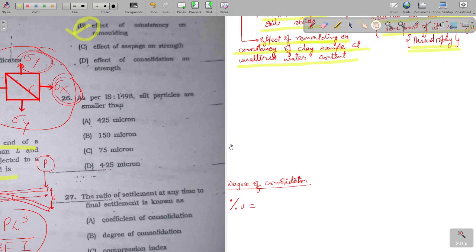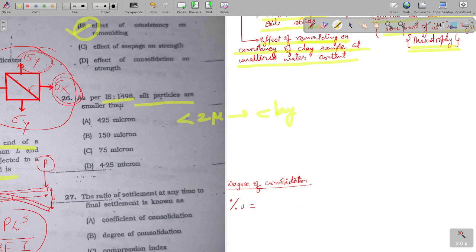Coming on to our next problem. As per IS 1498, silt particles are smaller than. The options are 425 micron, 150 micron, 75 micron, and 4.25 micron. So we know that less than 2 micron we have clay.